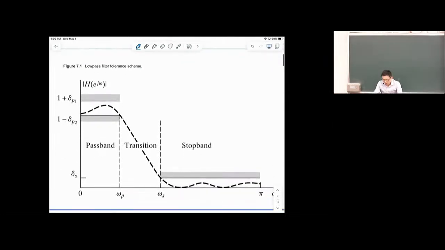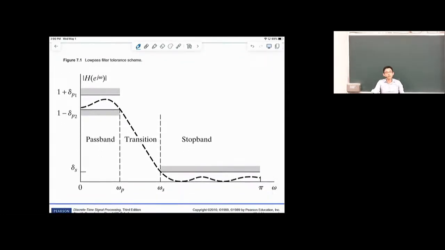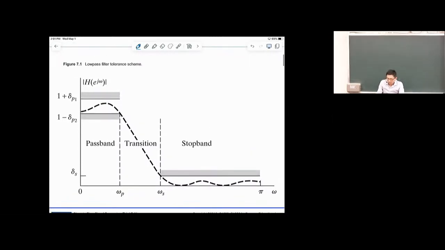Okay, now a bit about terminology. As I suggested, today we are going to talk about low-pass filtering. There are a few terms that we need to agree upon. So here we have 3 words, and this picture is called a tolerance scheme. Tolerance, meaning to endure or put up with. A tolerance scheme.